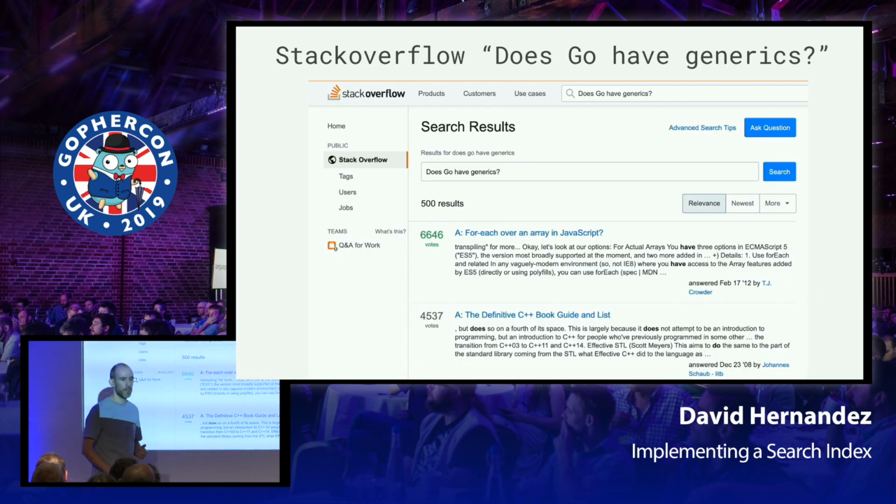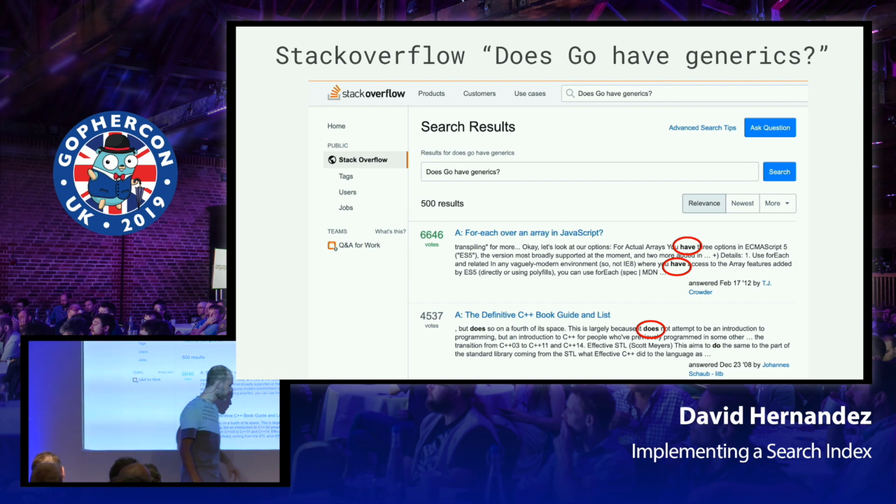But what happens when I ask a question? If I ask, does Go have generics? The first answer that I get on Stack Overflow is a JavaScript answer. That's not really good, is it? It really doesn't understand what I mean. What it does is try to match the keywords, so it basically highlights the keywords that it found. But those keywords don't mean anything. It's just a good match, but it doesn't retrieve the information that I'm looking for.